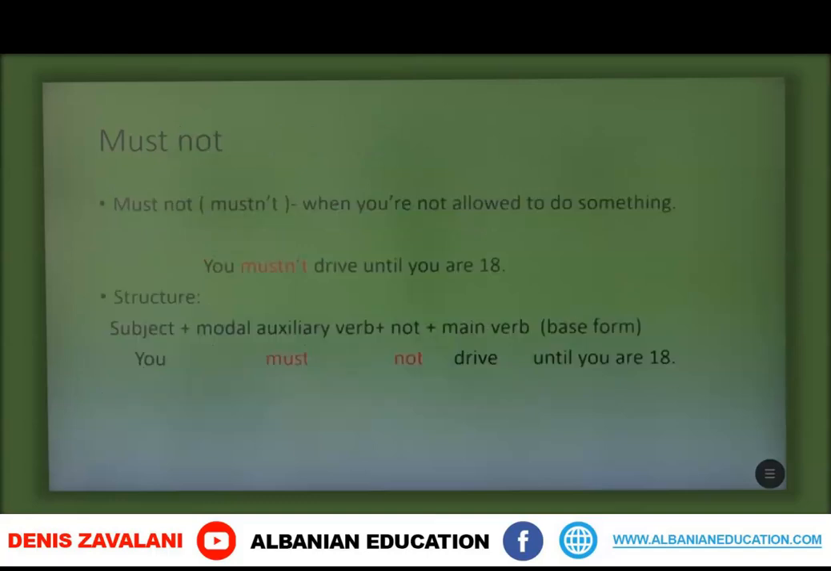Let's talk about must not or mustn't. Mustn't is used when we are not allowed to do something. For example, you mustn't drive until you are 18. The structure is subject plus modal auxiliary verb plus not plus the main verb in the base form infinitive. For example, you must not drive until you are 18.